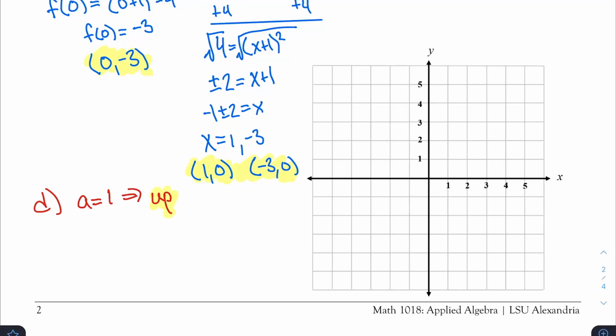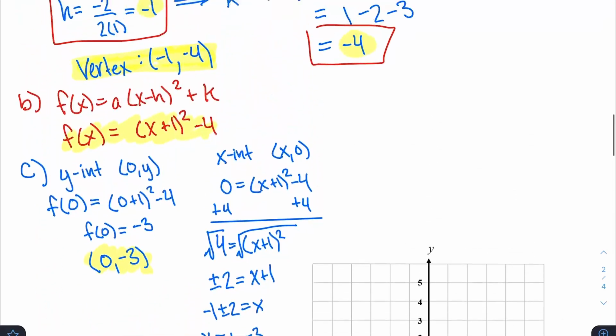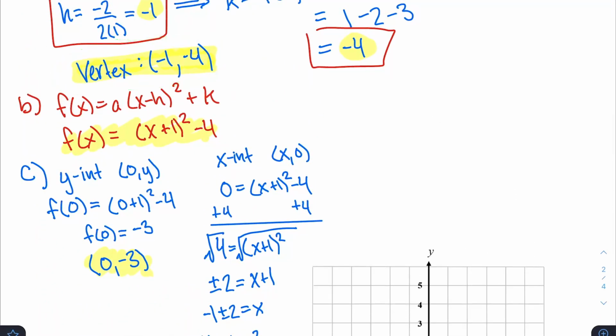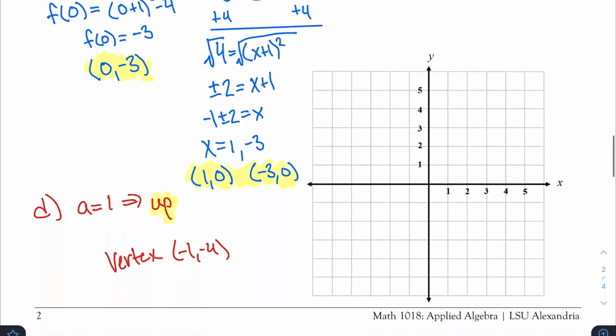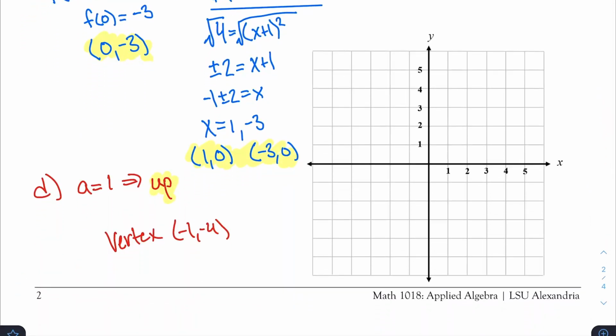If I want to graph this function, what I like to do is map out my vertex. Remember, we said the vertex from earlier, part B, was negative 1, comma negative 4. So, allow me to plot this point. We have 1 to the left, 4 units down. 1, 2, 3, 4. So I have my vertex. I know since I have a quadratic equation, I should be opening upwards. Some other points that we can plot are my x and y intercepts. Remember, we have the point 0, comma negative 3. We have 1, comma 0.